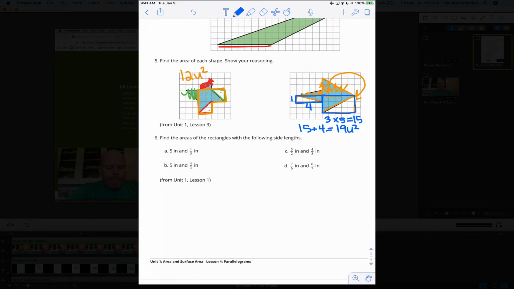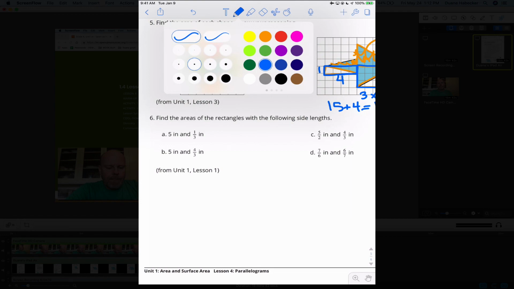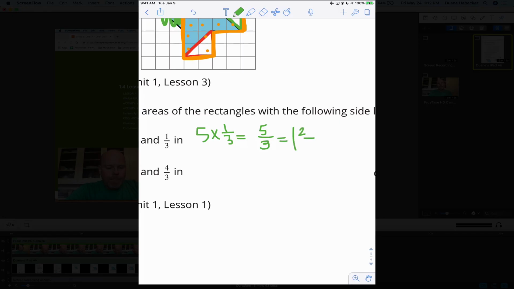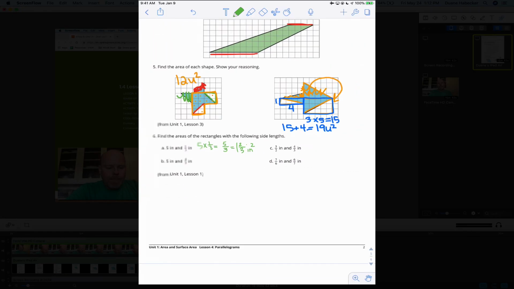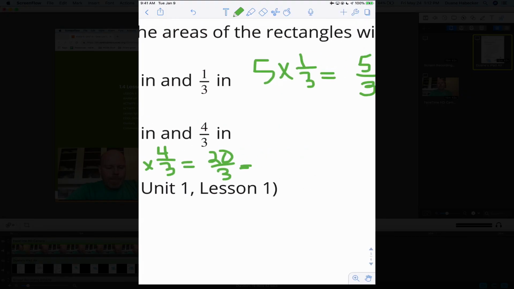And then our last question, question 6. Find the areas of the rectangles with the following side lengths. So basically, we know that the area is found by length times width. So if we're going to do 5 times 1/3, that gives us 5/3. And if we really wanted to, we could say 1 2/3 inches squared. How about B? B is length times width. So that gives us 20/3. And if we wanted to rename that, we could say that's 6 2/3 square inches.